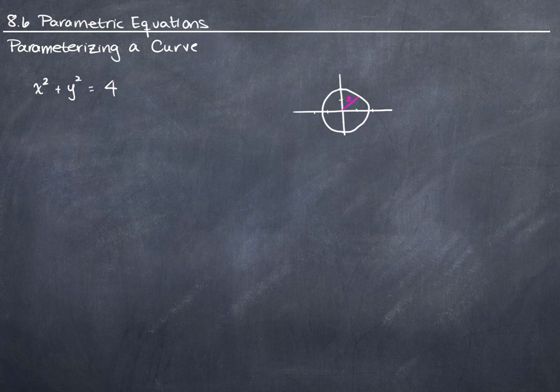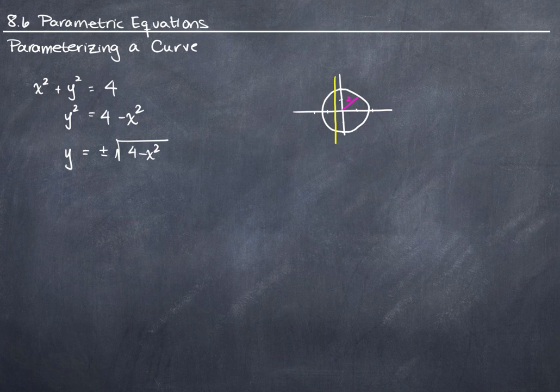Now, this equation, this graph, fails the vertical line test. If I were to draw a vertical line anywhere through this circle, that line would pass through the circle twice. So this equation right here is not a function. However, I can solve this equation for y. I'll start by subtracting x squared from both sides, and then take the square root of y. And that gives me plus or minus the square root of 4 minus x squared.